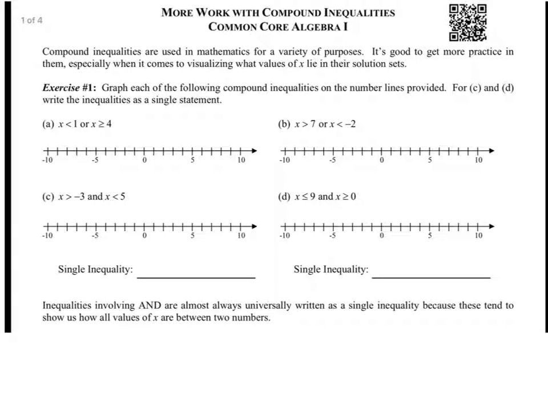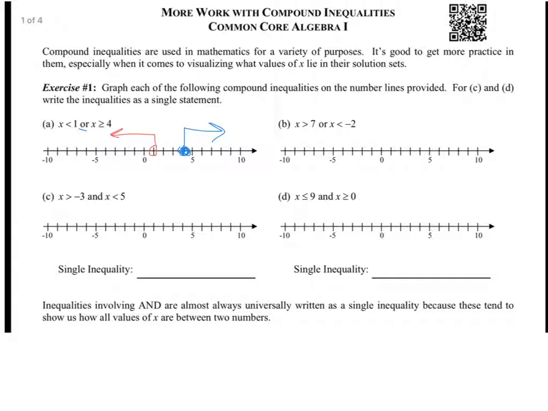I'm always going to graph the left one with red and the right one with blue so we can see what's going on. The first one is going to be an open circle on 1 because it's not "or equal to," and it's everything that is less than 1. For the second one, it's a closed circle on 4, and it's everything that's more than 4. You'll see that those go in the opposite direction, and that's pretty typical of "or" compound inequalities.